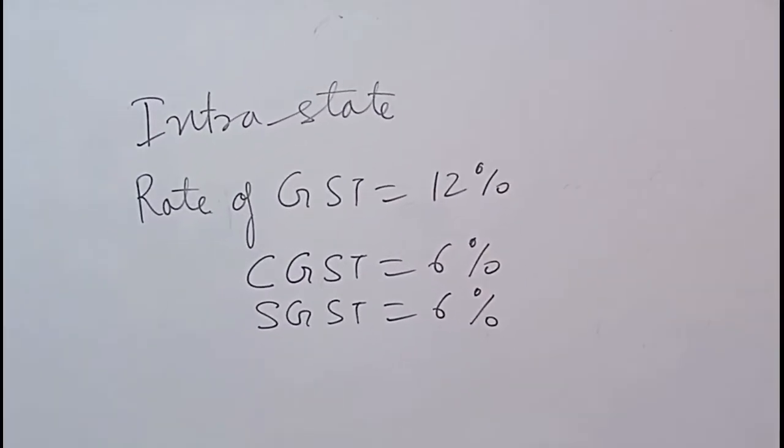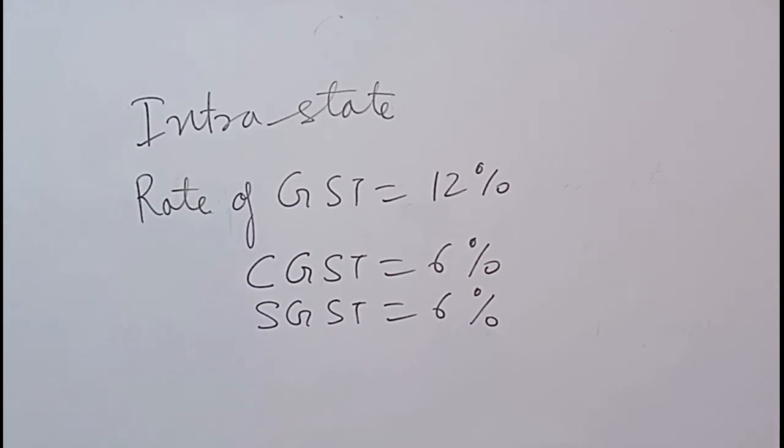Children, first we will know about the intrastate transaction. That means from one city to another within the state. That means Meerut to Agra, Meerut to Jhansi, Meerut to Allahabad, and Allahabad to Kanpur within the same state. Suppose the rate of GST is given as 12%. So how will the seller collect GST from the buyer?